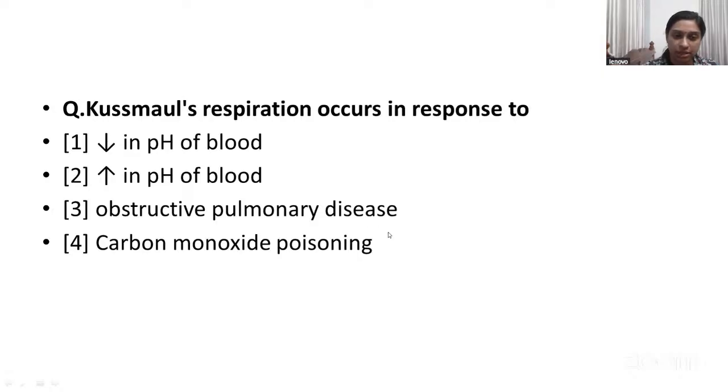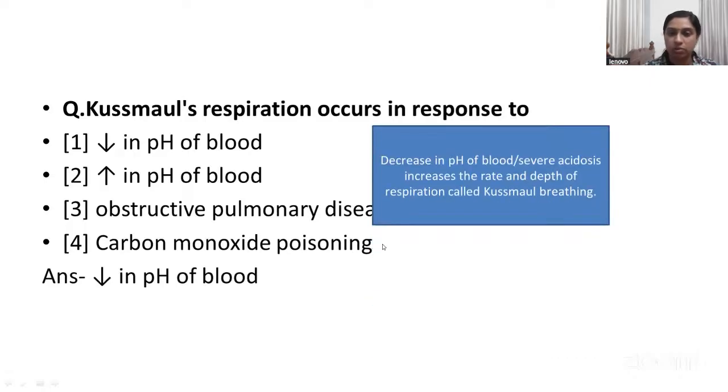So, here the answer is decrease in pH, i.e. acidity. Acidosis will lead to Kussmaul's respiration. So decrease in pH of blood or severe acidosis increases the rate and depth of respiration. That's what we call Kussmaul's breathing.